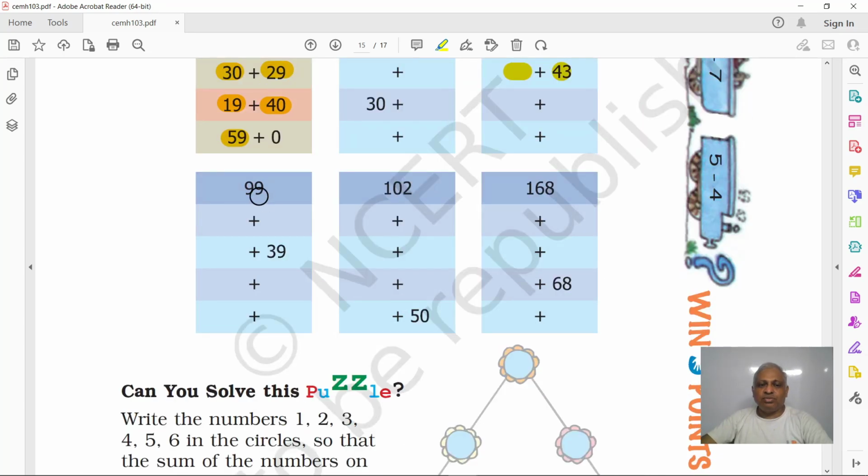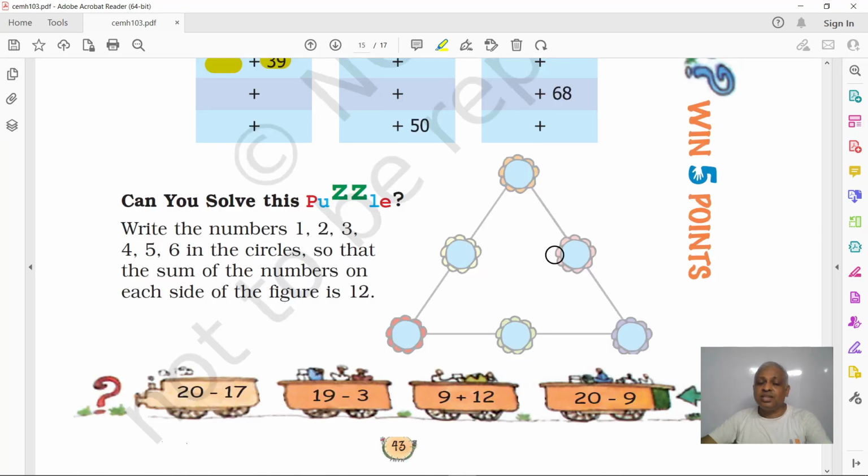Okay, below that we have 99. We can write as 90 plus 9. This is 69. 60 plus 39. And you write the other possibilities. How we may get 99. Similarly for 102, 168. This is a puzzle. You try it.